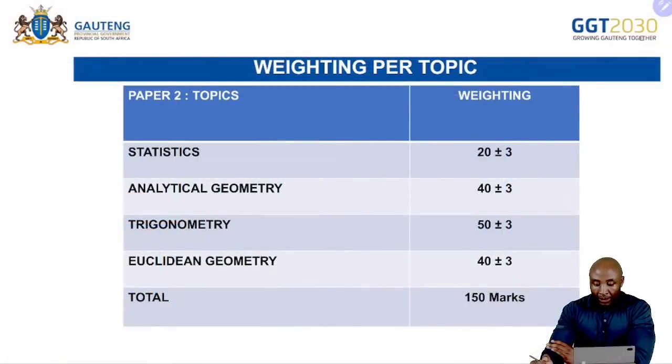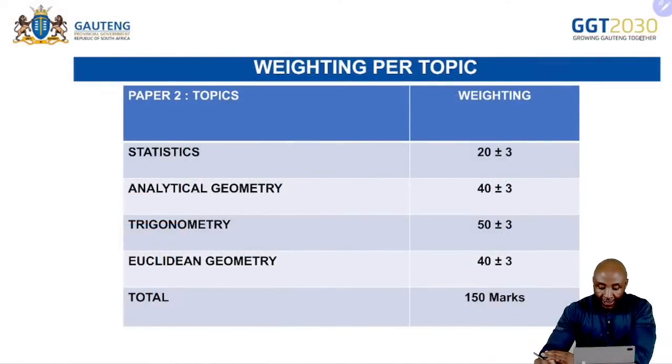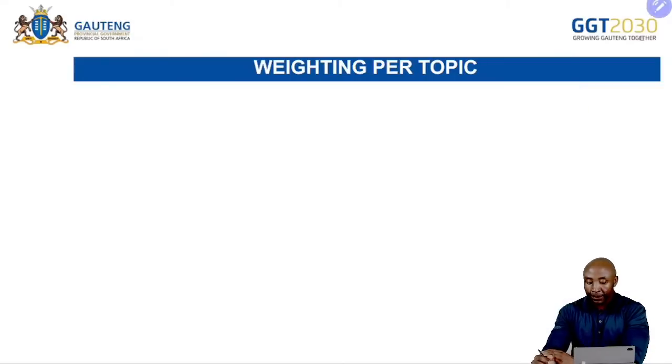All right, welcome back. Sorry about that. It's a technical issue. It's resolved. So we are aware that for our paper 2 topics, statistics is 20 plus minus 3 marks. Analytical geometry, we know it's 40 marks. Trigonometry is 50 marks. And Euclidean geometry is 40 marks.